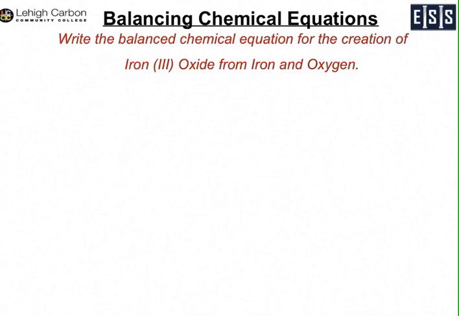Today we'll look at balancing chemical equations. To do that, I came up with this example problem in red. Write the balanced chemical equation for the creation of iron 3 oxide from iron and oxygen. When you start at this basic level, you actually need to do a few steps before we actually get to balancing the equation. But it's a good way to start.